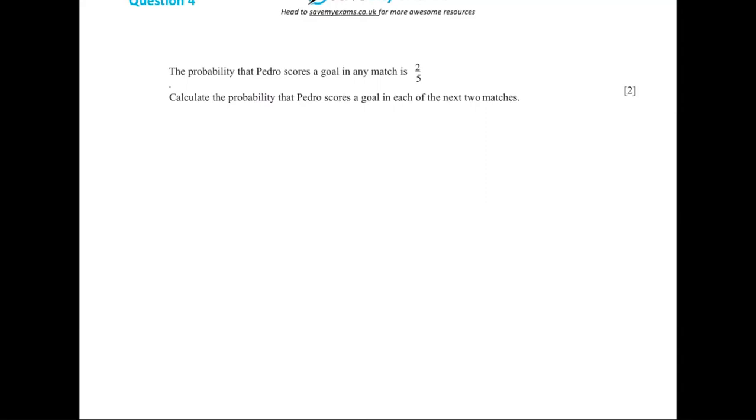The probability that Pedro scores a goal in any match is 2 out of 5. Calculate the probability that Pedro scores a goal in each of the next 2 matches. Scores a goal and scores another goal. So probability of goal.